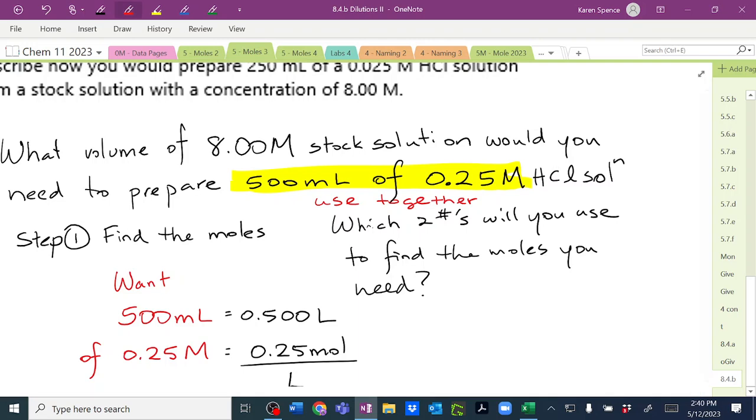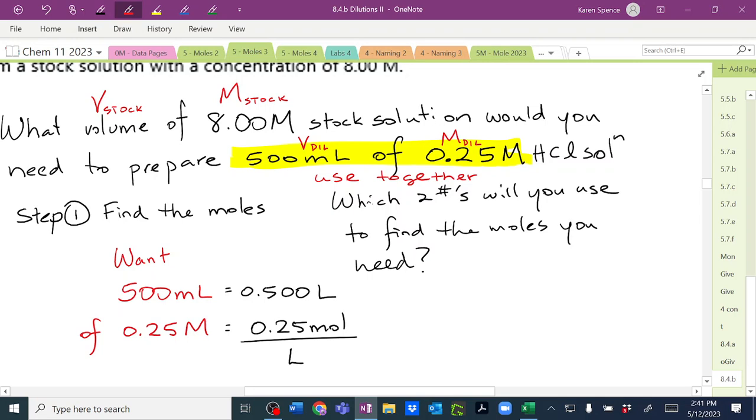Do you see how we have the volume of my diluted solution, and this is the molarity of my diluted solution? Those two go together. Whereas I'm saying, what is the volume of my stock solution, and this is the molarity of my stock solution. Those two go together. Is that good? Okay.